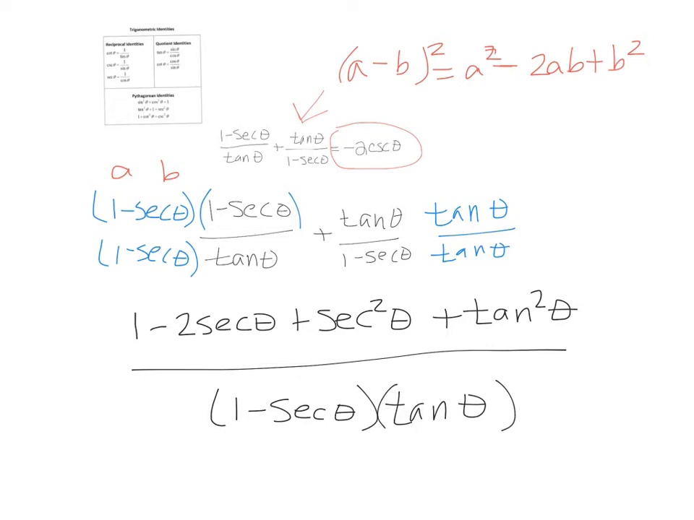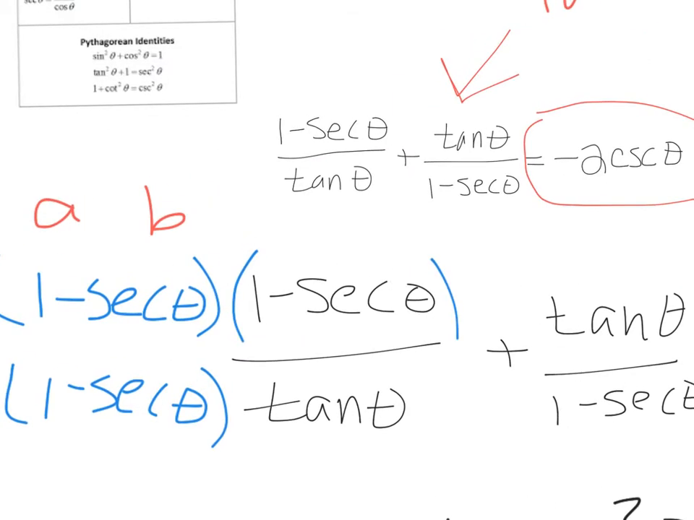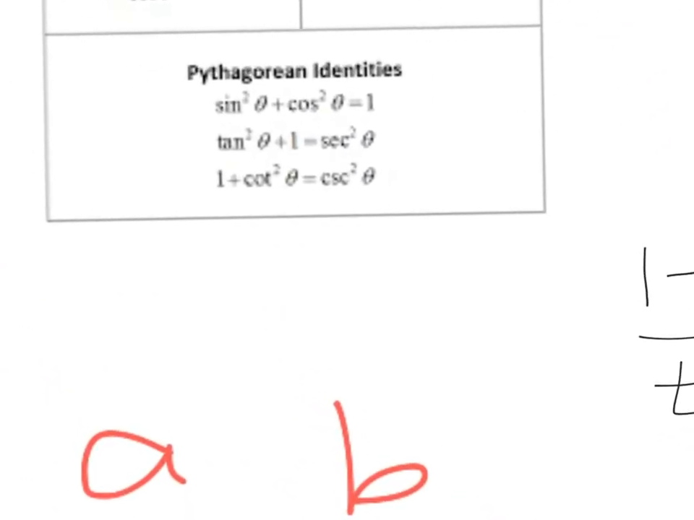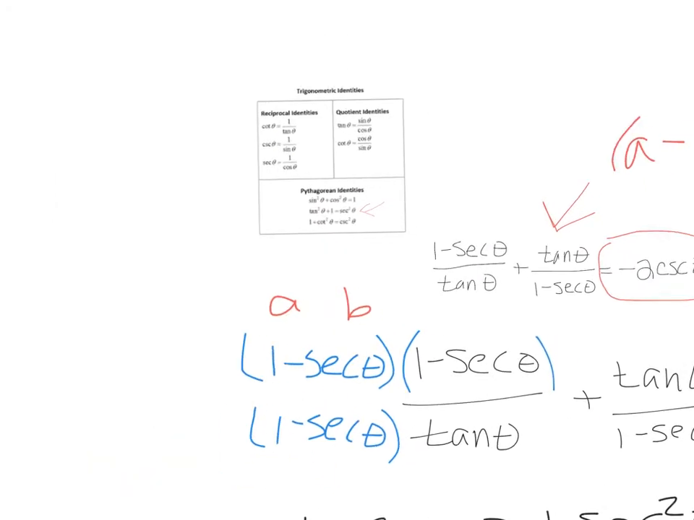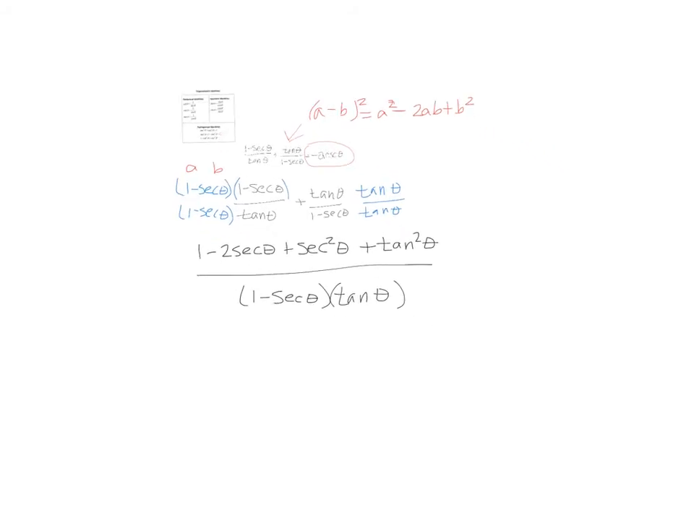Now we're going to ask, what identities are in play here? I'm seeing minus 2 secant theta plus secant squared theta, which doesn't really look like much to me. But I see a 1 and a tangent squared theta. If I zoom in over here on my Pythagorean identities, tangent squared of theta plus 1 is secant squared theta. So let's take a look at that.